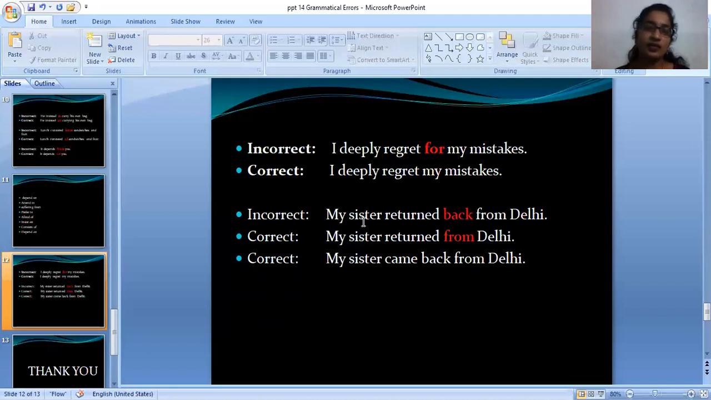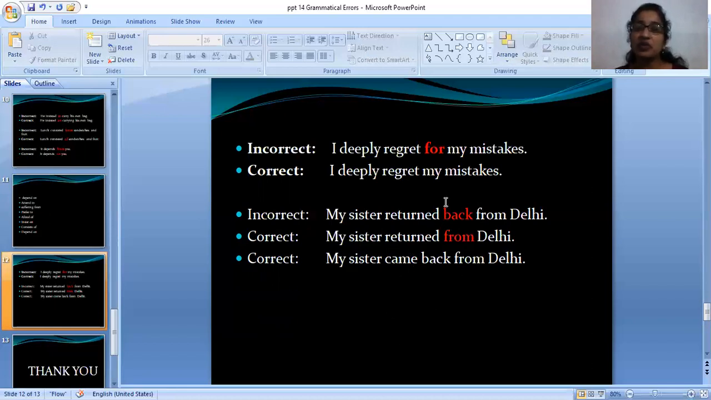And look at the next set of sentences. My sister returned back from Delhi. But again, you need not mention "back" here, you can simply skip it. You can simply say, my sister returned from Delhi. Or else you can also say, my sister came back from Delhi, because returning itself means coming back.